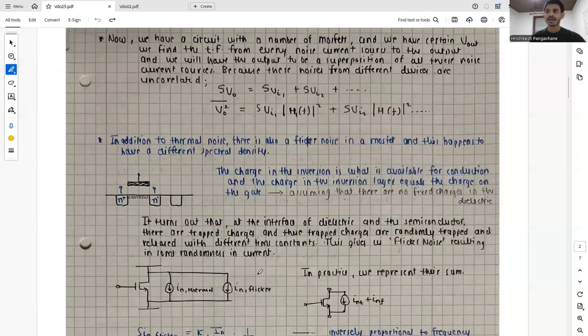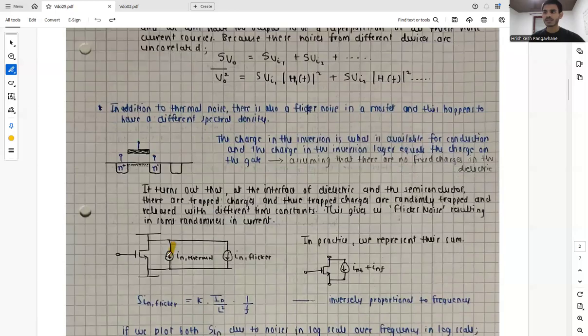Now it turns out that at the interface of the dielectric and the semiconductor, there are trapped charges, and these trapped charges are randomly trapped and released with different time constants. So this gives us flicker noise, resulting in some randomness in the current.